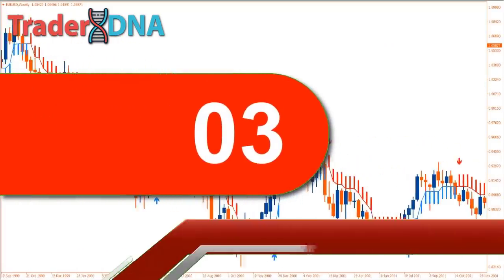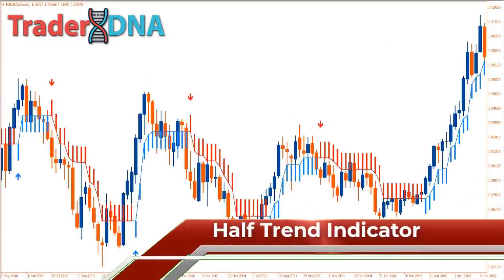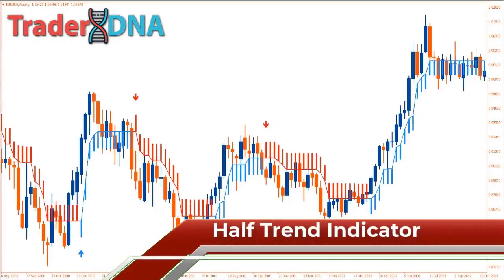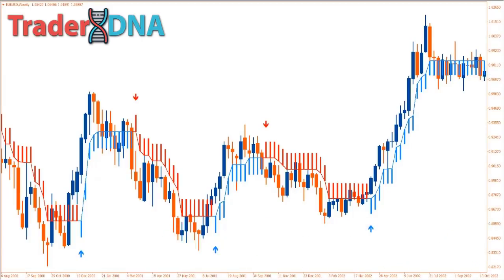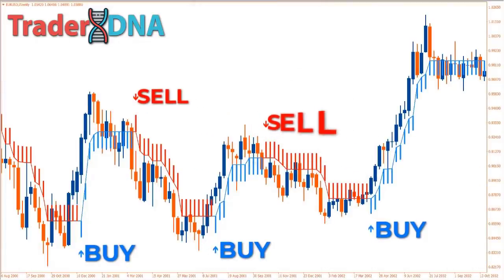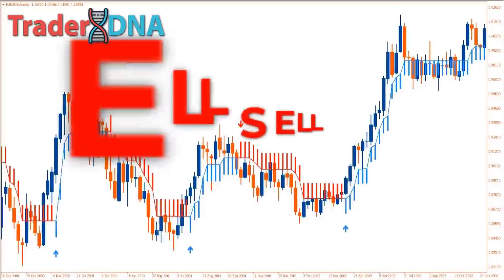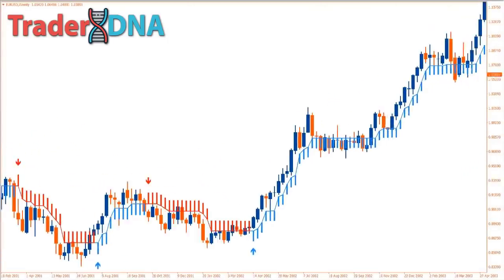Third, custom indicator. The Half Trend indicator is one of the best trend following indicators, which provides online traders with the accurate trend direction. This non-repainting MetaTrader 4 indicator gives buy and sell signals with an arrow. The Half Trend indicator uses moving averages to calculate the accurate signals. As a trend following indicator, traders can apply it on any time frame to trade intraday successfully.